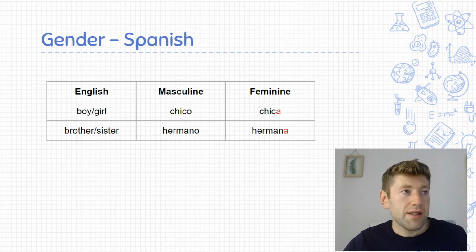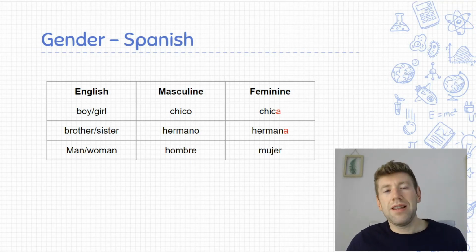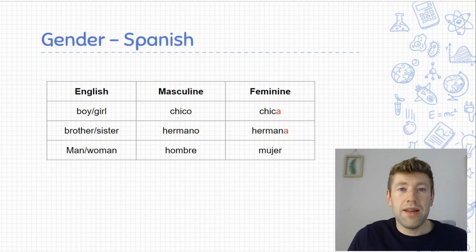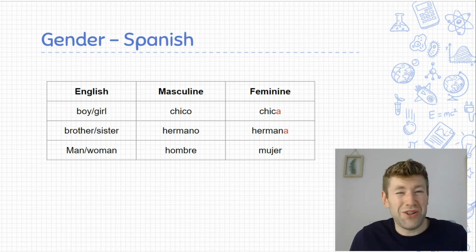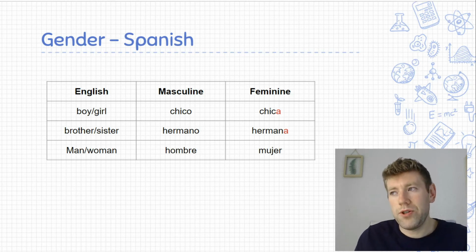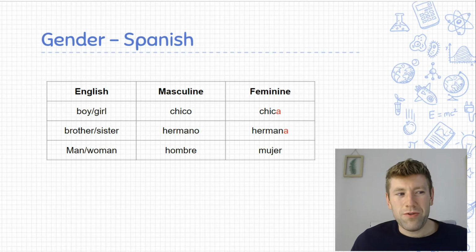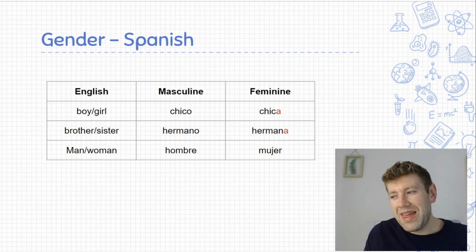However, also like English, sometimes they radically change. So for example, man and woman: man would be hombre, and woman would be mujer. So they're nothing like each other, and that is quite a big change. Now, so far so good. I think this part's easy enough to swallow because it's quite similar to English. We have this concept in English that there's a male and female version of things. But I think this part's quite straightforward because with these words, there's a biological basis for it.